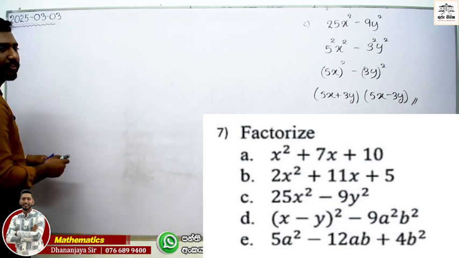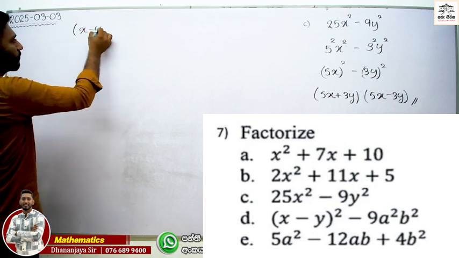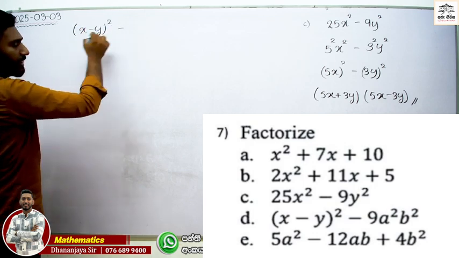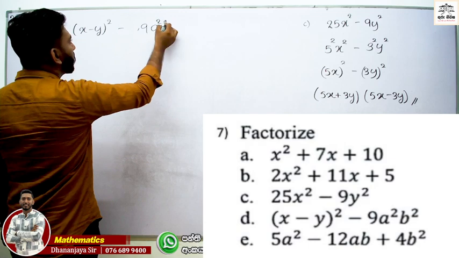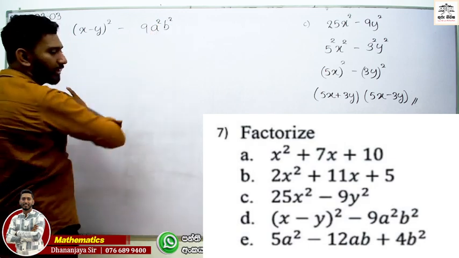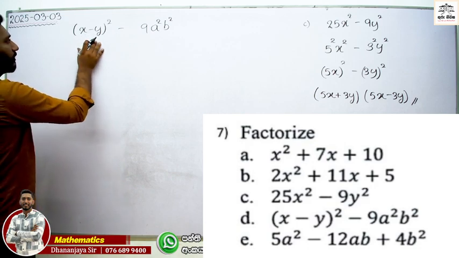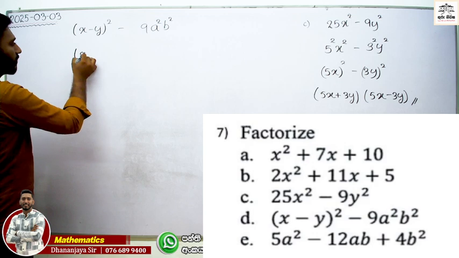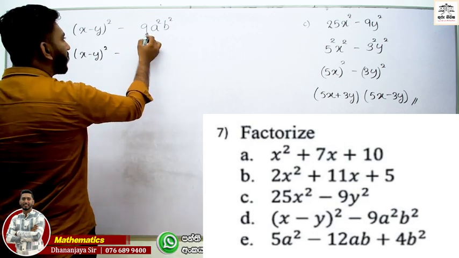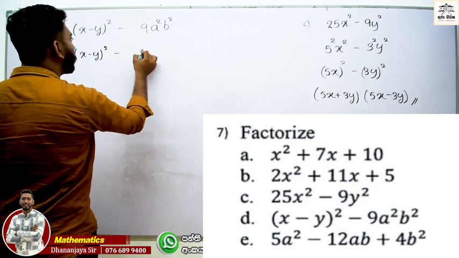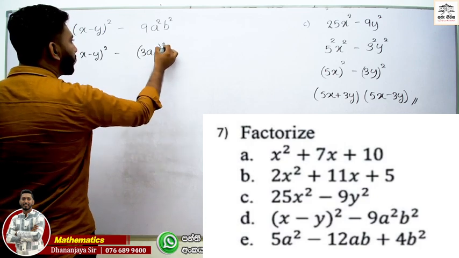Right, now look at this. x minus y to the power of 2, minus 9a squared b squared. Now look at this. Wow. This is the first term, x minus y to the power of 2. And this one, 9 is 3 to the power of 2, so we write it as 3ab to the power of 2.